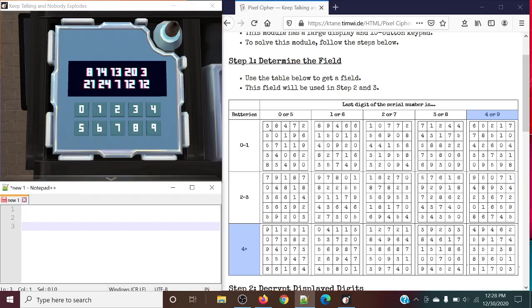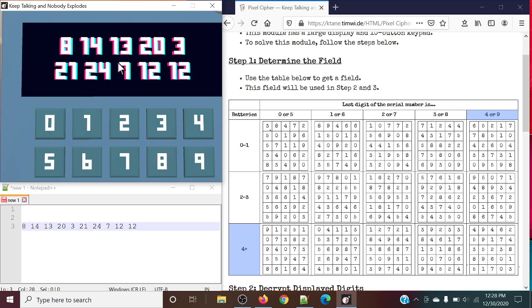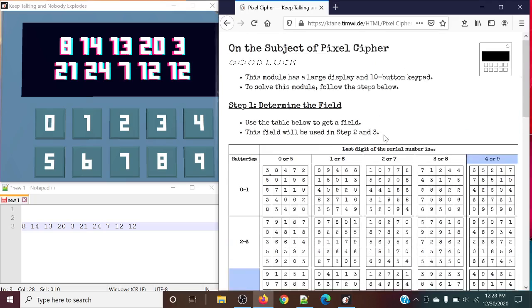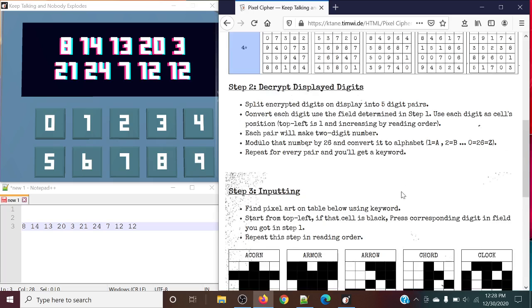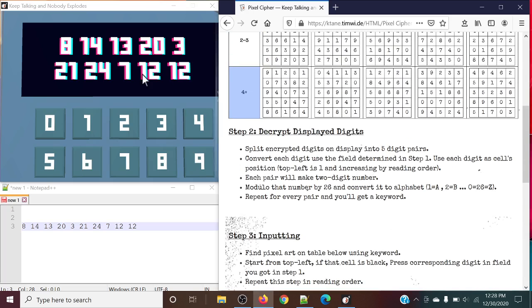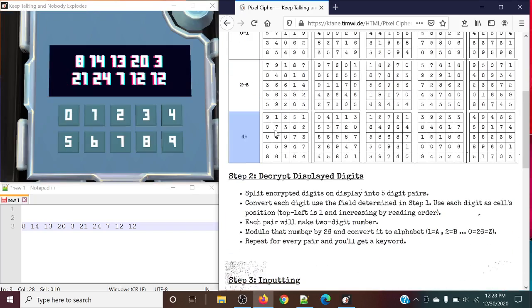So, giving us the numbers, we have 8, 14, 13, 20, 3, 21, 24, that is a 7, mind you, and then we have 12, and then we have another 12. Interesting thing to note, always make sure that you pay attention for the 7 or the 1. You'll generally know when you made a mistake somewhere, because there's a set of words that you'll be able to get. But when you have 2-digit numbers, it will not be a 7, because that's not possible.